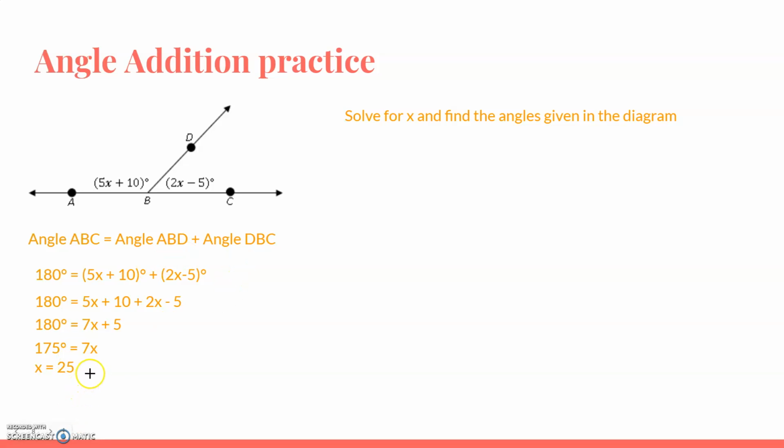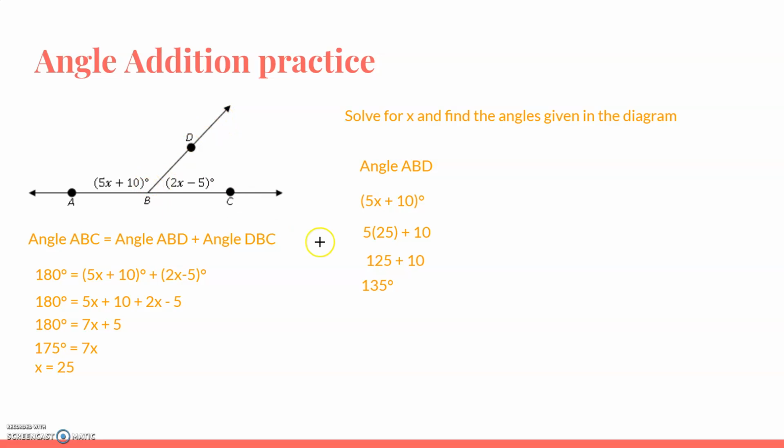Alright, now that we know the value of x, let's solve for each of the angles. First off, angle ABD. The angle measure for that is 5x plus 10. So let's plug in our value for x: 5 times 25 plus 10, 125 plus 10, and then our angle measure should be 135 degrees.